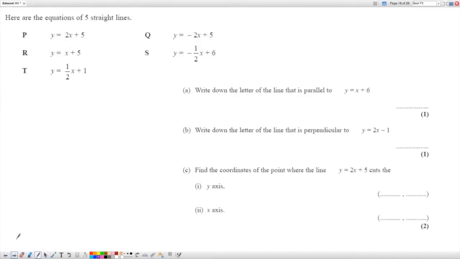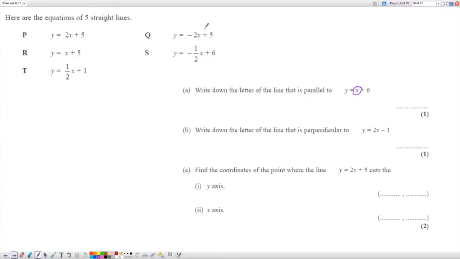Here we're given 5 equations of straight lines and asked to write down the letter of the line that's parallel, first off, to our equation here, y equals x plus 6. For a line to be parallel, it must have the same gradient. The gradient part is here. It's the number, the coefficient in front of x. So here we just have 1x, x.